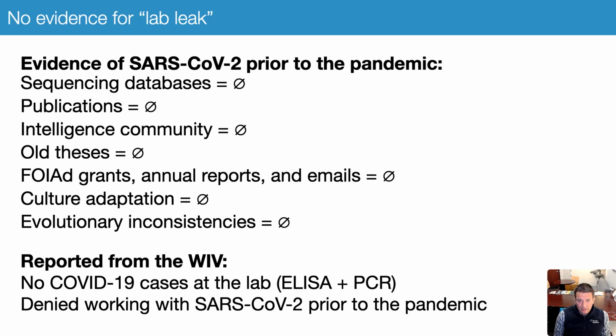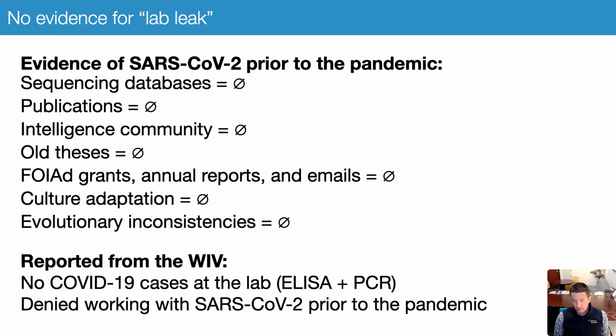And when we're looking at the lab leak, it really doesn't matter where we're trying to look. There is no evidence for it. We look in sequencing databases for early evidence of SARS-2 prior to the pandemic. There's none. We look at publications, including sequencing of viruses prior to the pandemic. There's no evidence there either. You look at the intelligence community in the United States, they had a big report on this. They didn't find anything either.